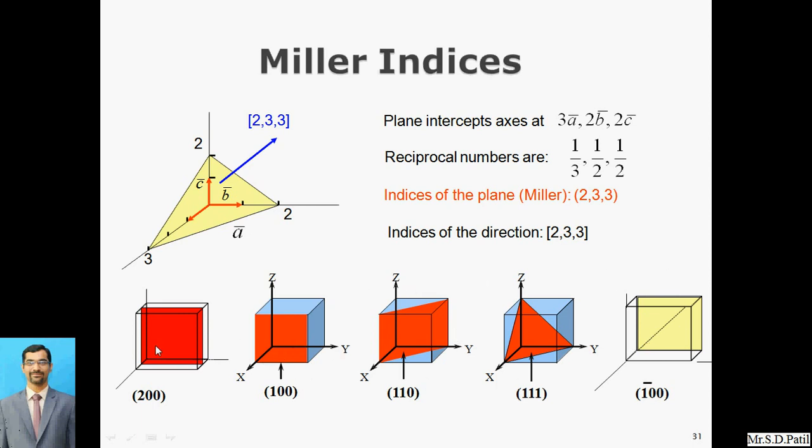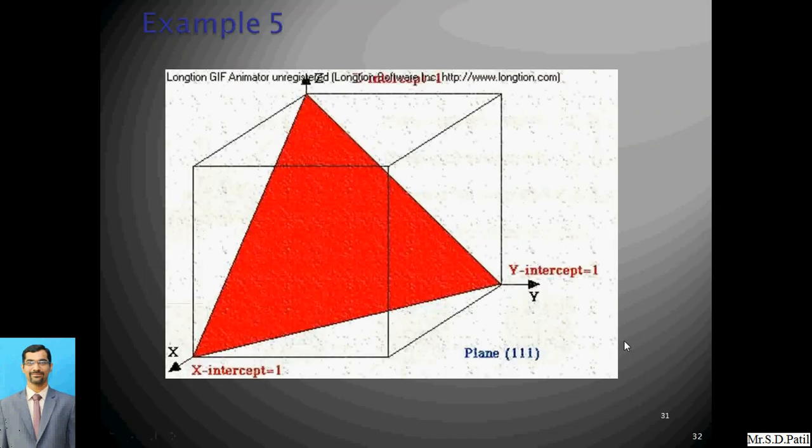Now here you can understand that this will be 200, with only the x plane interception. This will be a cross plane interception from x to y, shown in orange color, that is the Miller indices 110. Then for the Miller indices 111, this will be the plane. So almost now these terms have been cleared to you. This will be an example for the interception of 111.